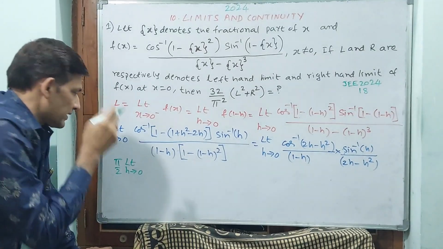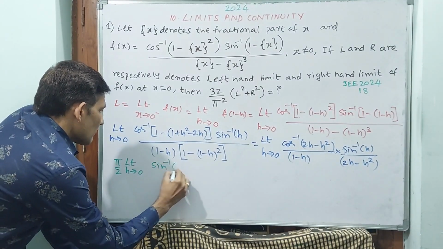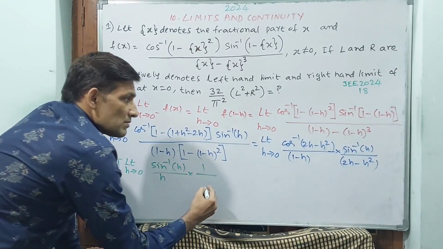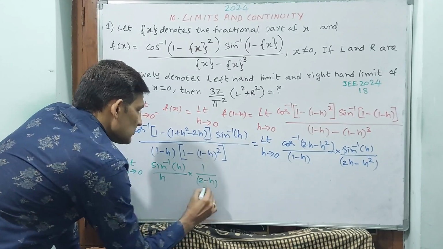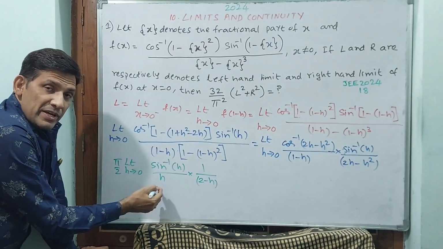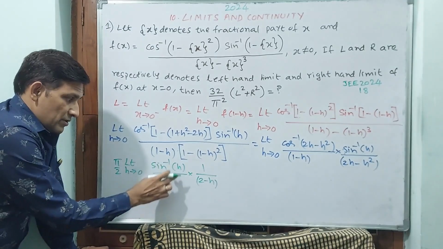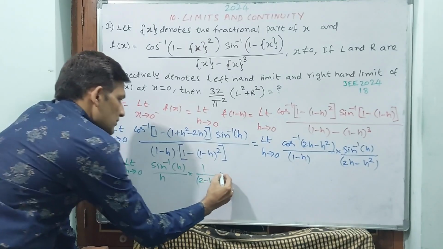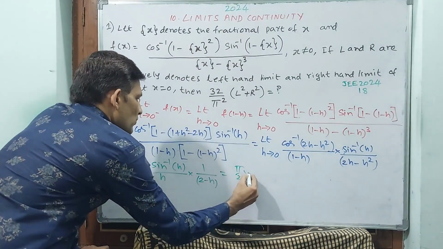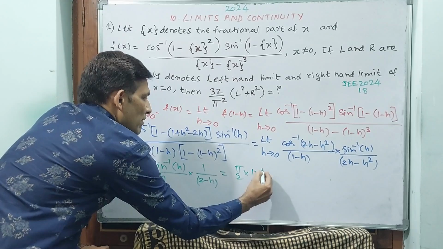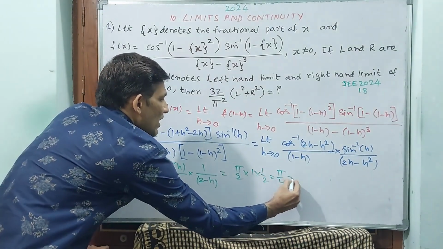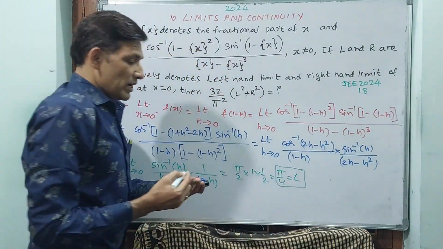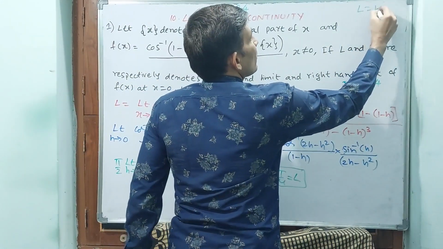Now you see sin inverse h by h into 2 minus h. Sin inverse h by h, this is 1. What about the other part? Even if you apply 0, it is 1 by 2. That is equal to pi by 2 into 1 into 1 by 2, which is equal to pi by 4. What is this pi by 4? This pi by 4 is L. Now I am writing L is equal to pi by 4.